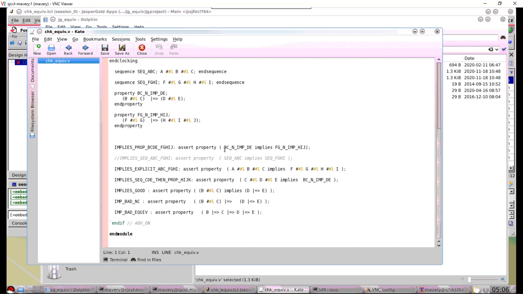Okay, so here are the examples we've got here. We've got various examples. Here we've got one sequence implies another sequence. Here we've got this sequence implies a property is passing. That's the name of the property there, and its definition is there. So B followed by C implies we have the sequence D followed by E.